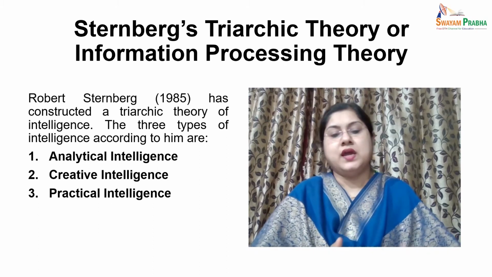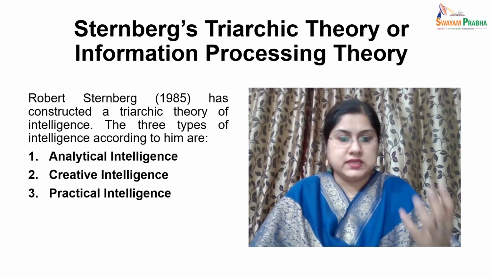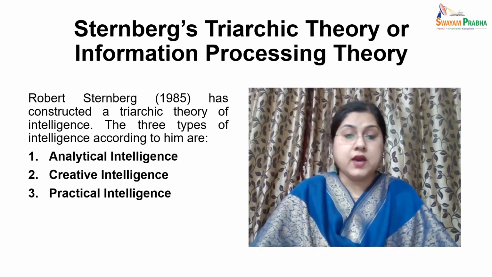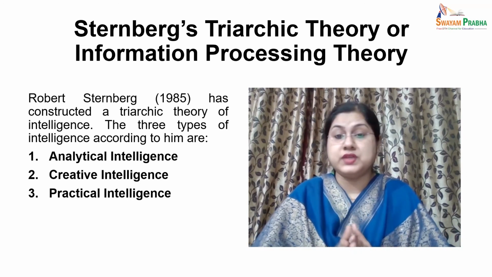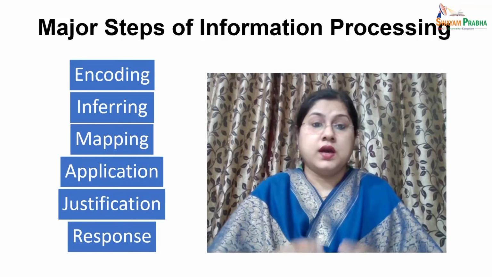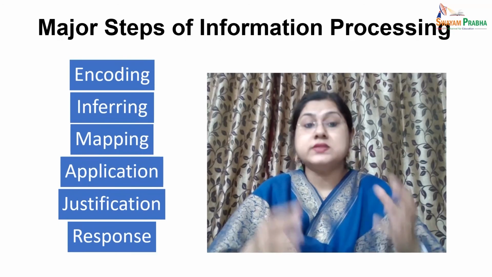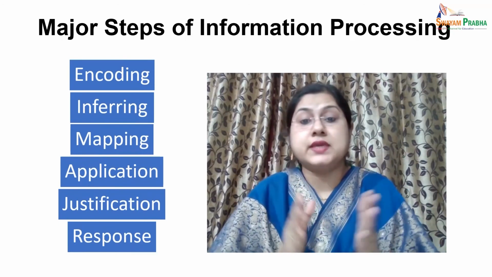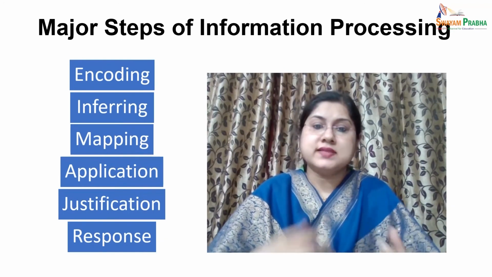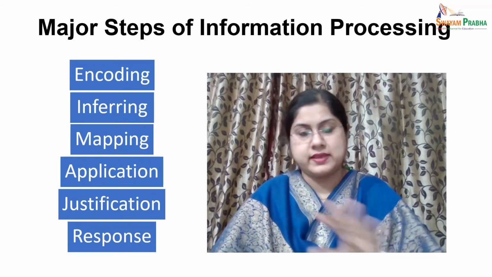So these were the three types of intelligences given in the triarchic theory, or information processing theory of intelligence, by Sternberg. Because this theory is also named the information processing theory of intelligence, we will see what the components are. He also added that each component is a basic unit of information processing, and the task of information processing has different major steps, which were part of this triarchic theory itself.